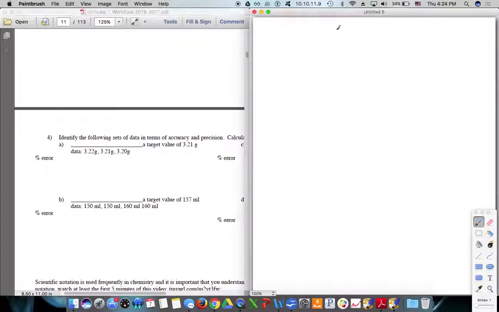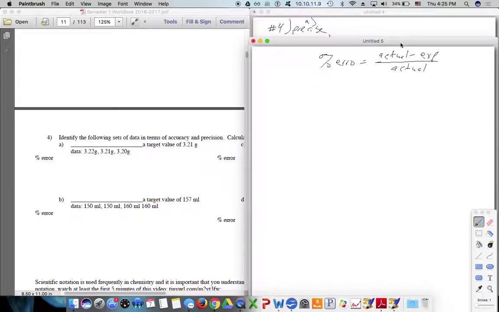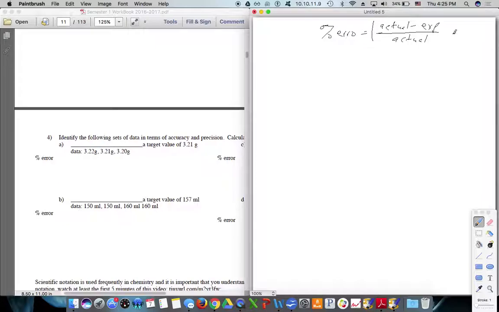Let's put the percent error equation back up here. Actual minus experimental divided by actual, multiplied by 100 gets us the percent error. The language is different. This is actual and experimental. Over here we have target value and data.